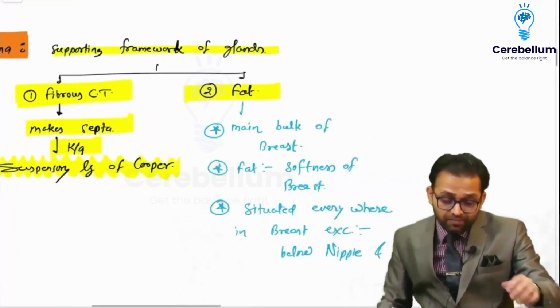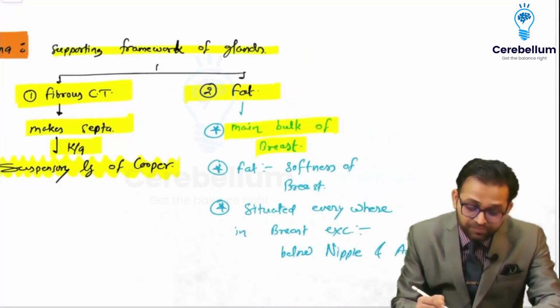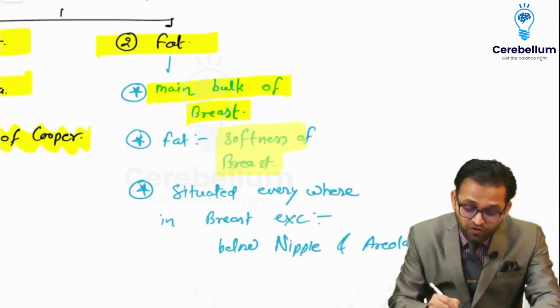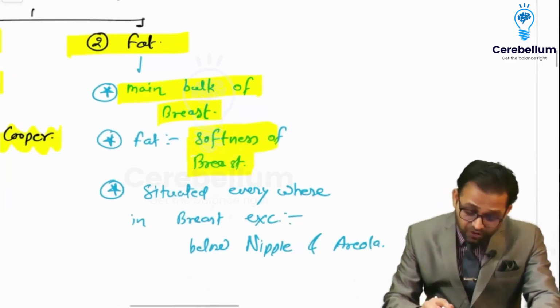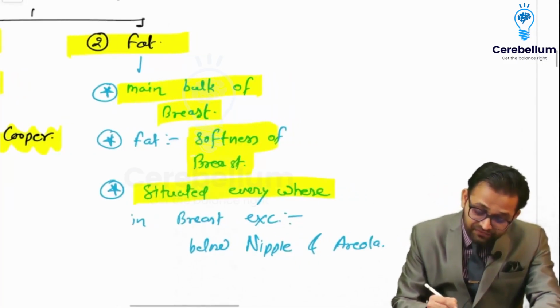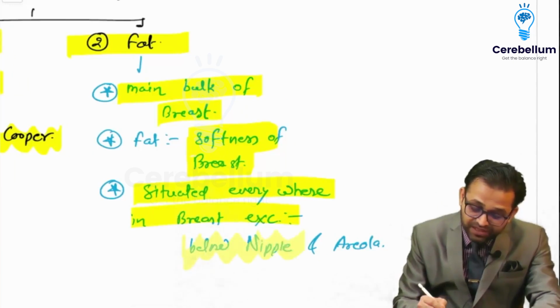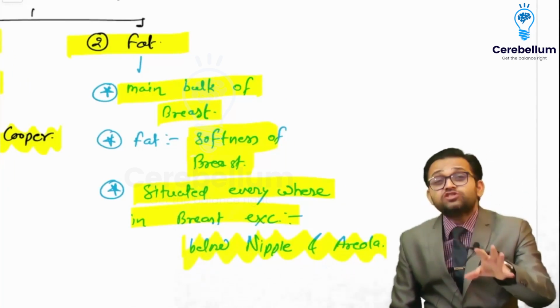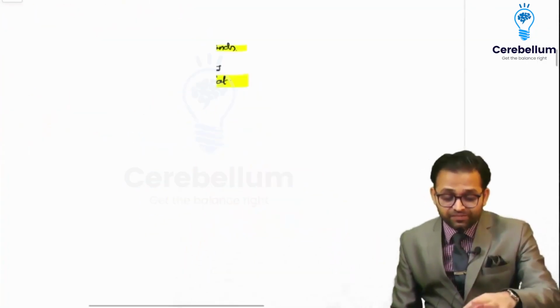Fine. But about the fat, the main bulk of the breast is fat. That's why the breast is soft in consistency. Now try to understand, it is situated everywhere in the breast except below the nipple and areola. That's why just below the nipple and areola, the area is not too soft, it is a little bit firm.